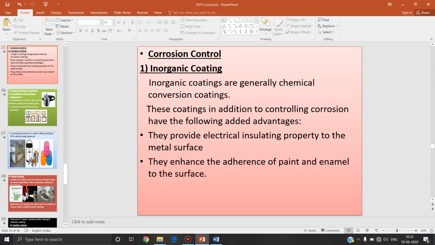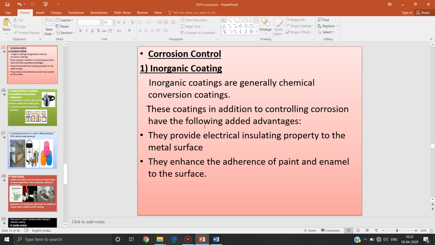Corrosion control. There are different methods to control corrosion. One is protective coating, and by the addition of some chemicals, that is, by the addition of corrosion inhibitors, then cathodic protection, anodic protection, or by giving proper design or while selecting the materials itself, we can control the corrosion. Under protective coatings, there are many types.